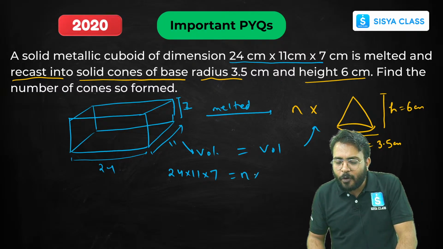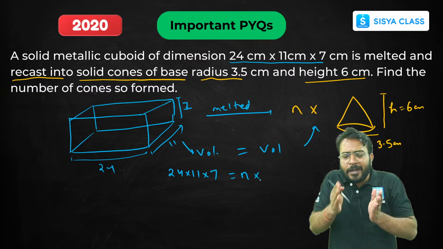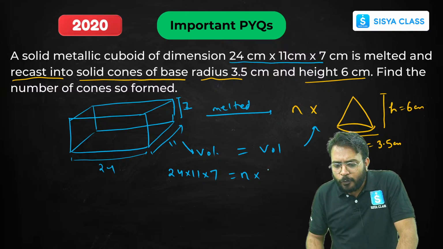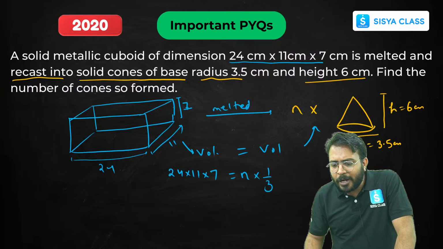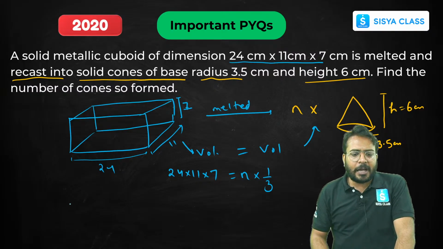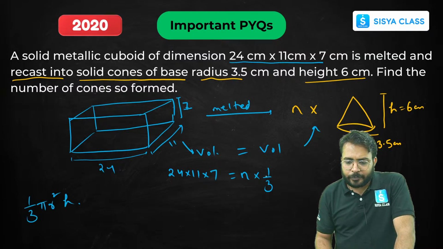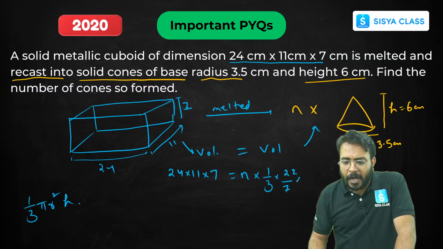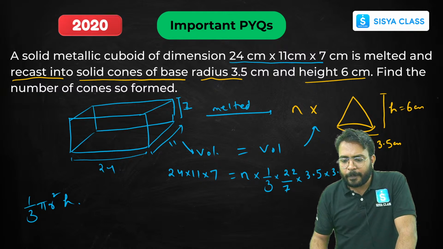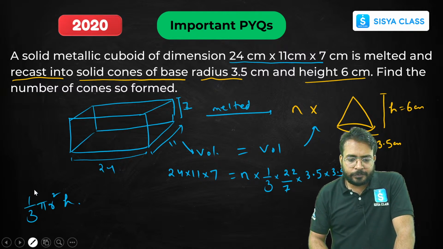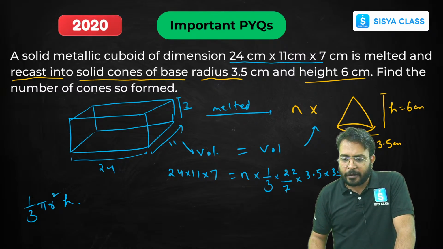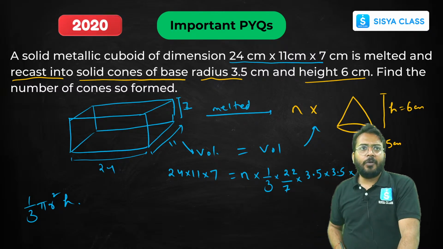So n number of cones we are forming, so n into volume of one cone. Volume of one cone is going to be 1 by 3 pi r square h. Here I am taking pi as 22 by 7. R square means 3.5 into 3.5, into h. H they have given as 6. Now just solve this.